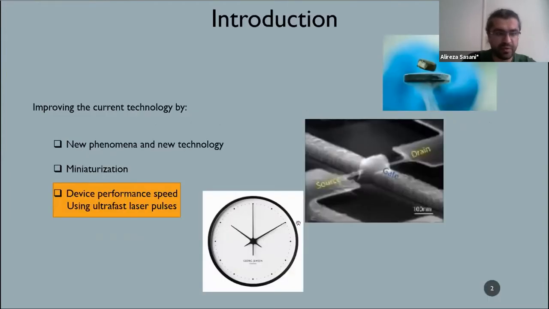So we know that nowadays there are different paradigms to improve the technology that we have within reach. Some people are discovering new phenomena, and from that they can make new technologies. On the other hand, some people are working on making devices on a smaller scale, and by integrating these smaller devices into larger devices, they improve the performance. But some people are also working on improving the performance speed of devices. And what we are presenting here belongs to this class, in which we are trying to improve the performance of a device by using ultrafast laser pulses.